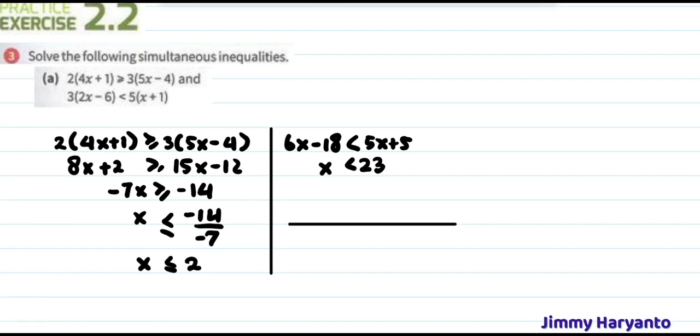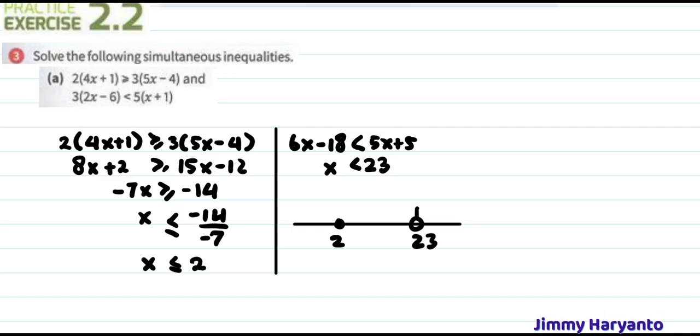Okay, so I will use the number line to help me to determine the area, yeah. So x is less than 23, that means go to the left. And then for the 2 also less than, that means go to the left also. The area will be this one. So the final answer is x less than or equal to 2.